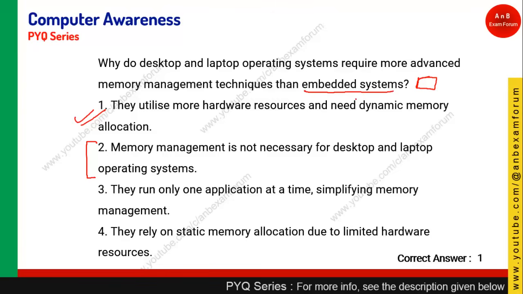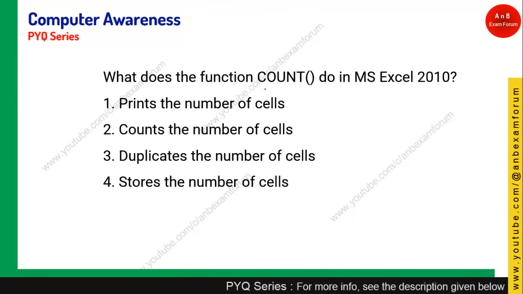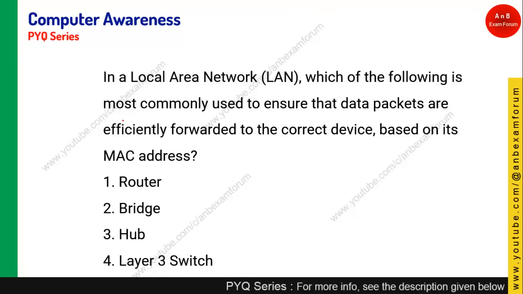So let's see the next question. What does the function count do in MS Excel 2010? A very simple one. The word itself says count. Count means it is going to enumerate. What is it going to count? The number of cells. So option 2, those who have given that, they are right.